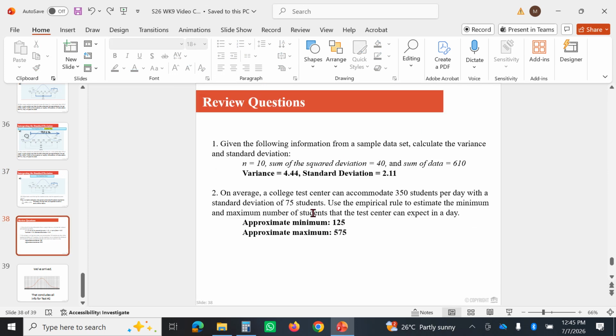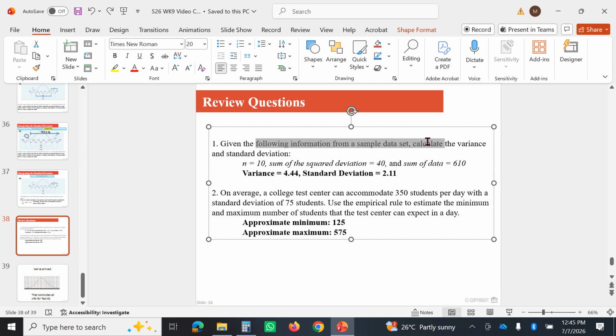Here's some more questions there. Given the following information from a sample data set, calculate the variance and standard deviation. There are the answers. Try it out. See if you can get the same answer. If you get the same answer for the first one, don't bother doing the second one. Just extra questions there. Practice, practice, practice.